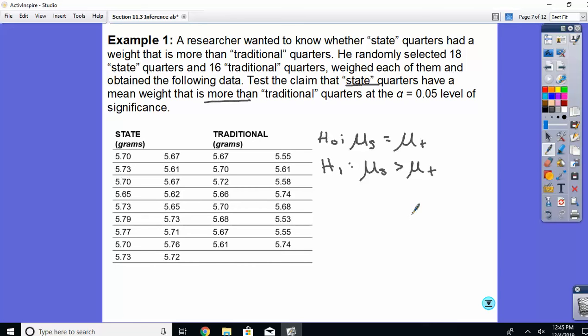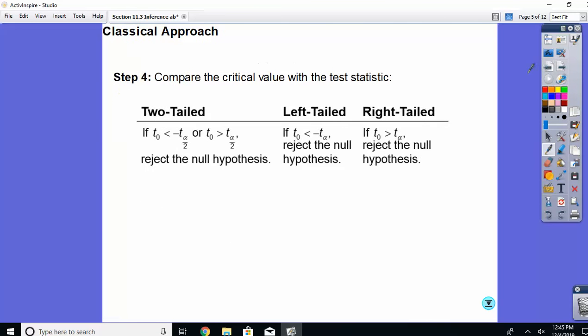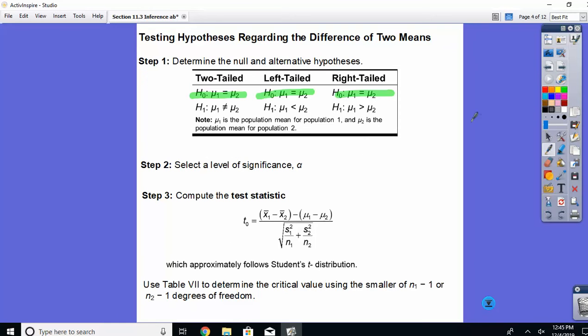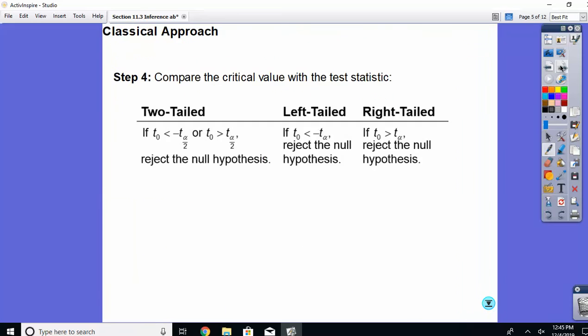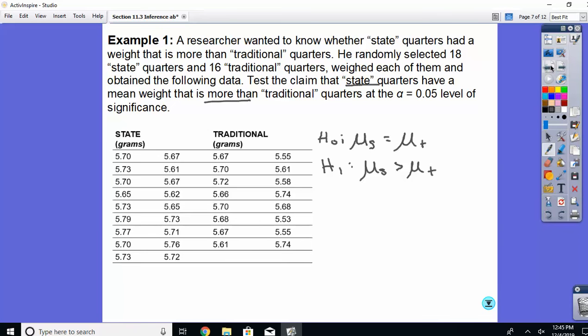So let's talk first about doing it by hand. By hand, we would have to calculate our t statistic. If you're going to calculate this t statistic, you need a lot of pieces of information. I need the x bar for both of them, sample standard deviations, my n's. How would I get those?